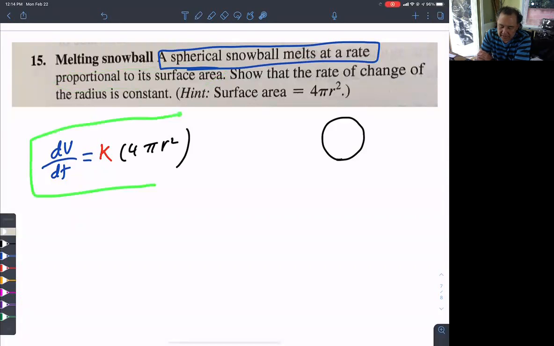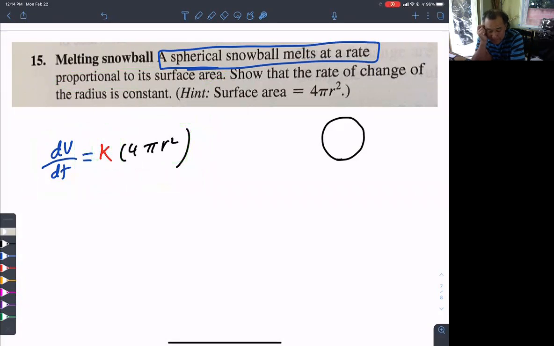So this is the statement. The snowball melts at a rate, that's dV dt, proportional to its surface area. That means it equals its surface area times some constant of proportionality. Now, I would guess that most of you didn't know what a proportional relationship looks like. Now you know. They're equal to each other with a constant.